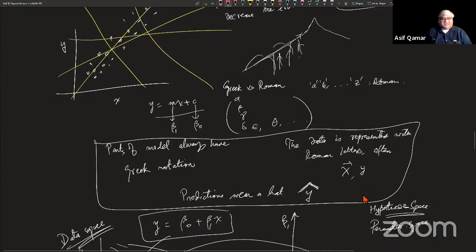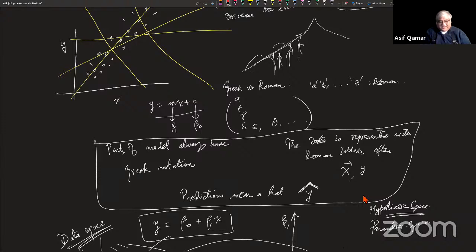We also talked about this convention that we'll follow. Whenever we talk of data, we will use Roman letters, X, Y, Z, A, B, C. But when we talk about concepts or parts of our concept, like for example, a straight line that fits the data, a straight line is a hypothesis. It's your idea, it's your theory. And so the pieces that make up the theory, namely the intercept and the slope, those are the parameters of your model. We will use Greek letters. We'll use alpha, beta, gamma, and so forth.